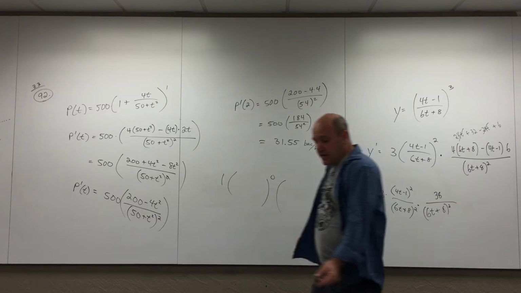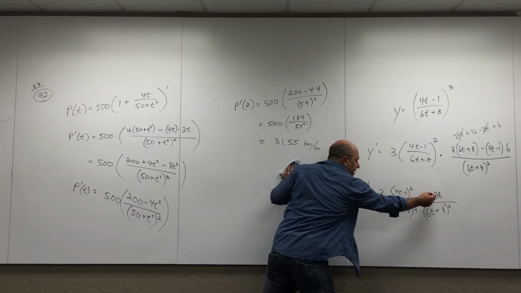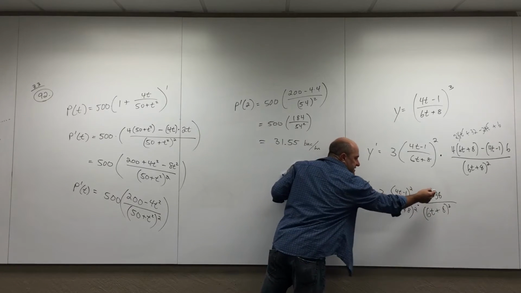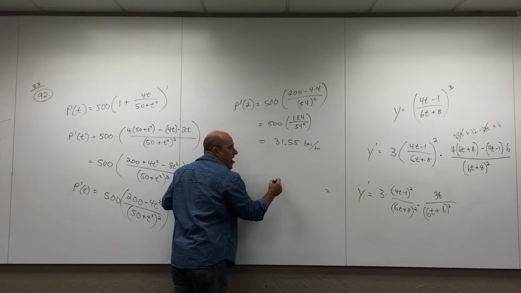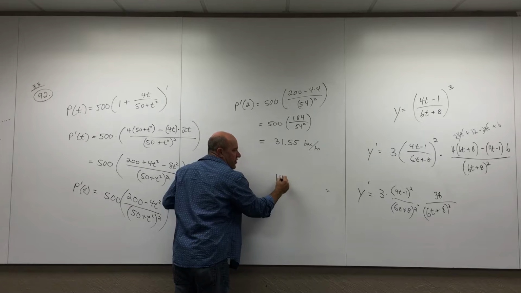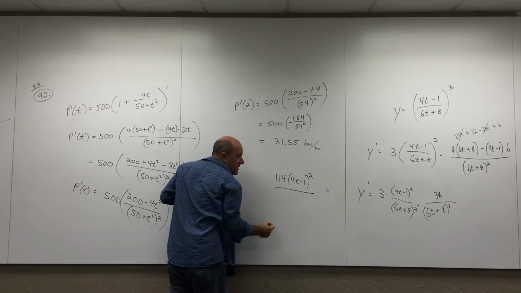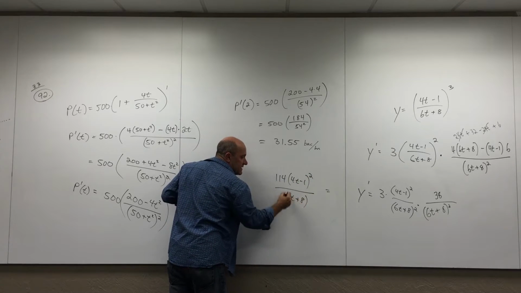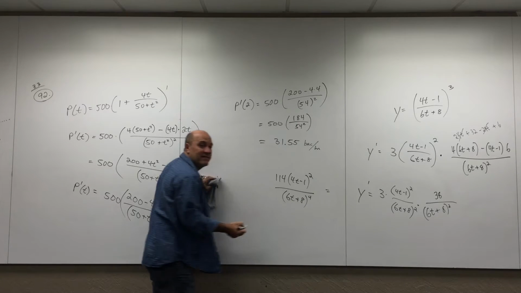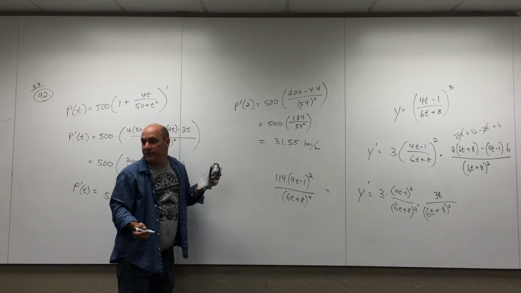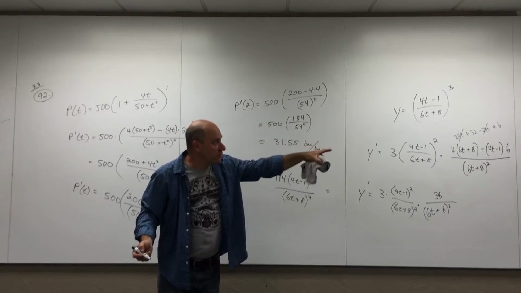If you can tell now at the end here, this is going to look pretty nice. I'll take my 38 and multiply all my numerators, which basically means take the 38 times the 3 there. What is 38 times 3? 114? 114, (4t minus 1) squared, all over, what happens when you multiply those denominators? (6t plus 8) to the 4th? Yeah, that's pretty cool. It's a derivative, and I cleaned it up. And it was a complicated derivative. It's a power rule with a quotient rule inside it.